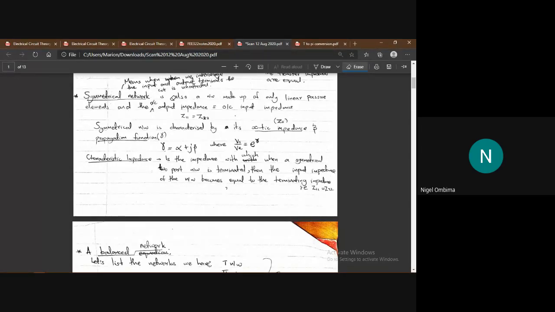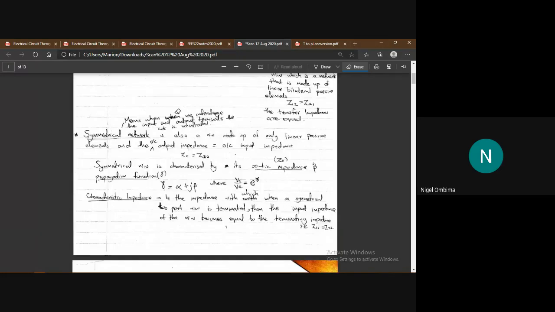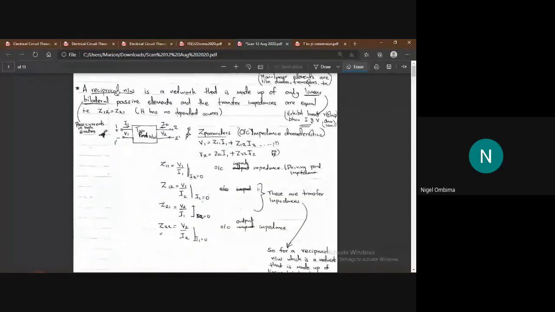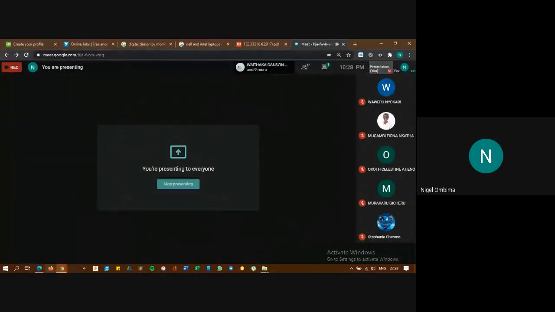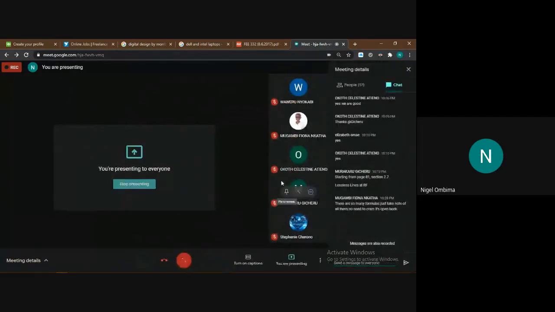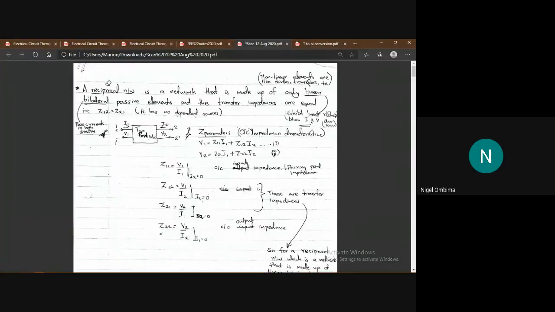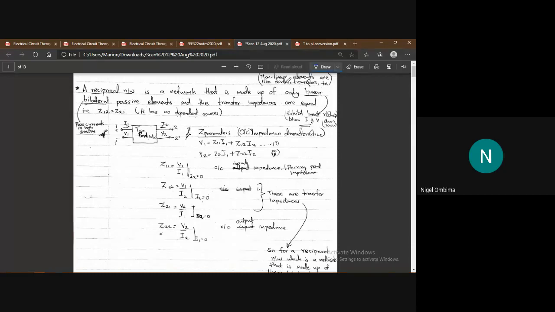A symmetrical network. Oh, sorry. It's supposed to be a reciprocal network. Oh, okay. So, a reciprocal network is a network that is made up of only linear bilateral passive elements, and the transfer impedances are equal, i.e., Z12 is equal to Z21. In brackets, it has no dependent sources.